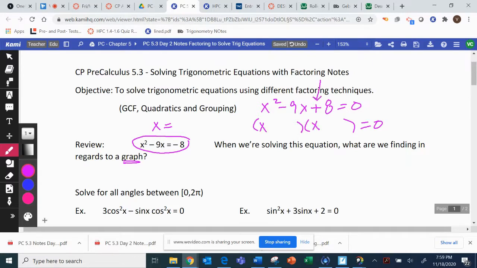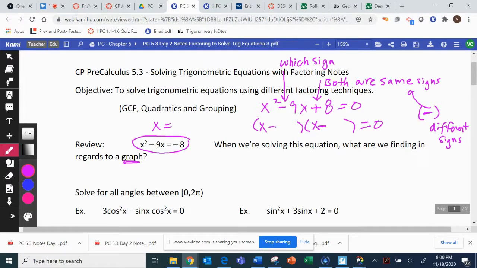This sign right here, when it's positive, it tells me both are same signs. This sign right here will tell me which sign. And if we have a negative for the second sign, that would say different signs. But since it's positive, they're both going to be the same sign. So there we go. We have both minus signs.